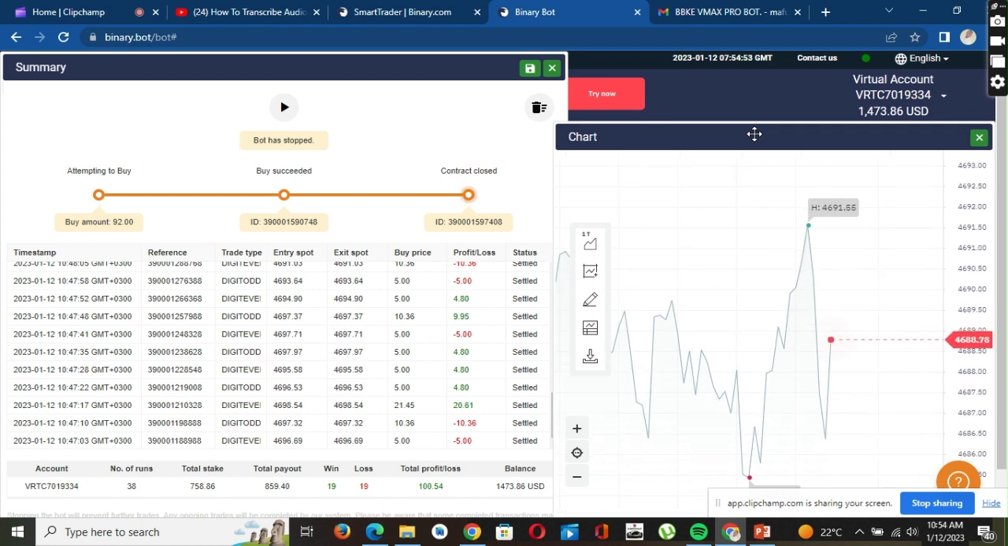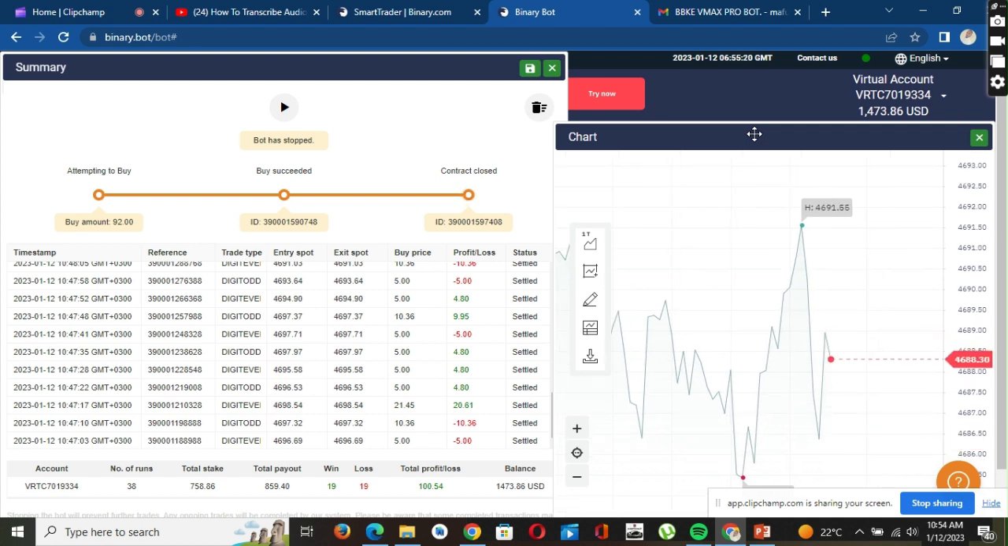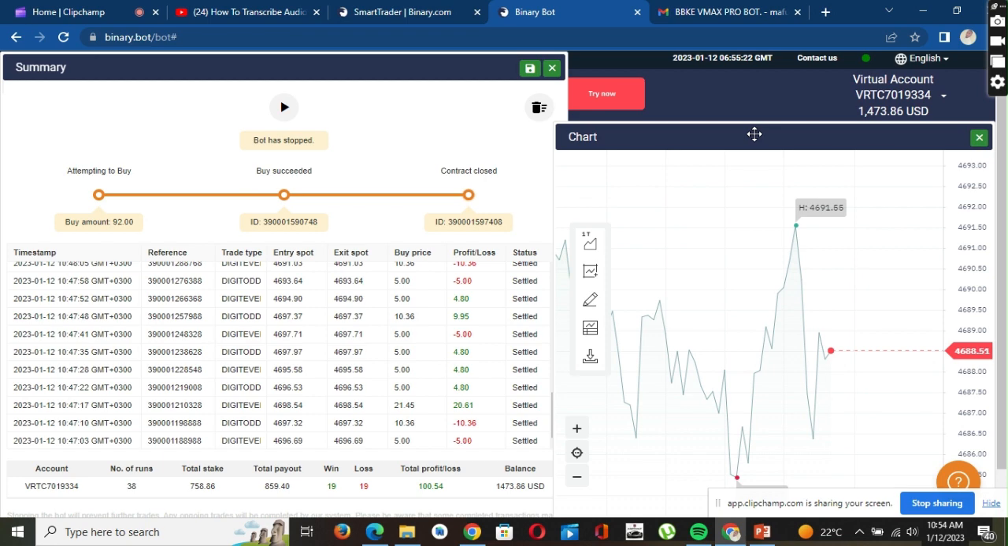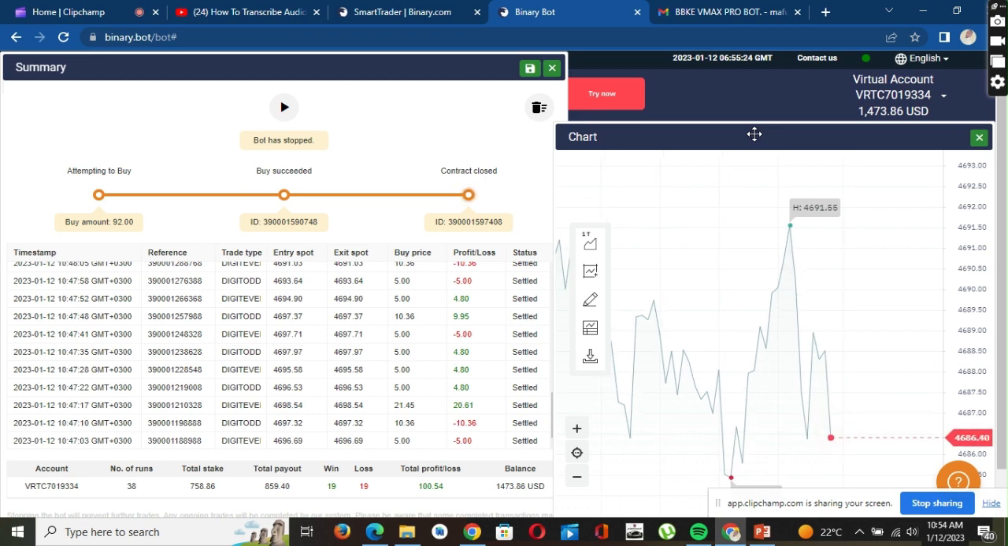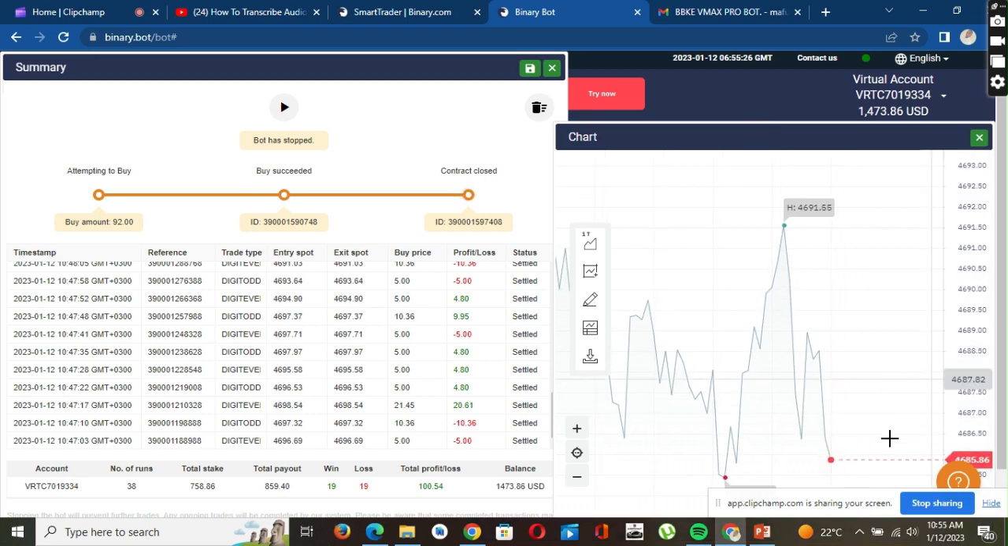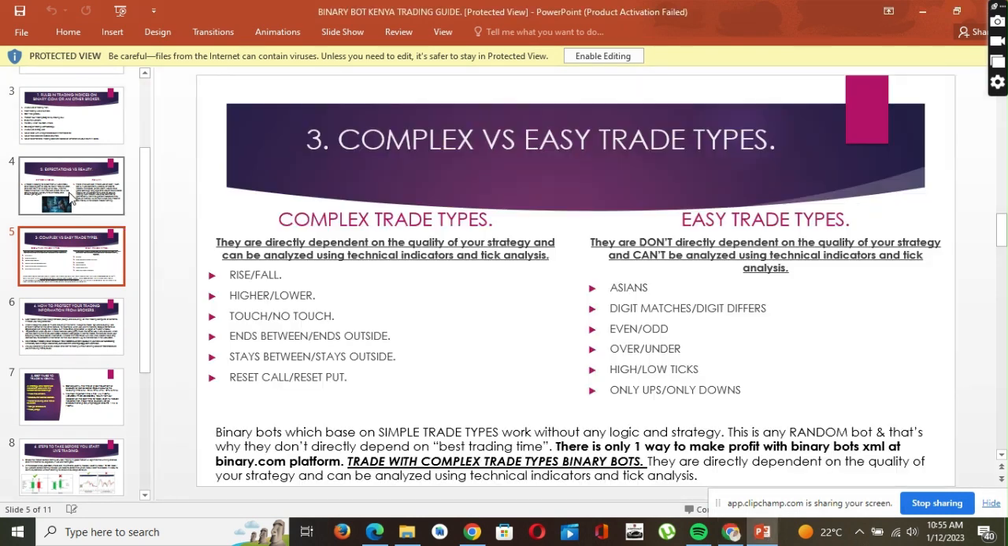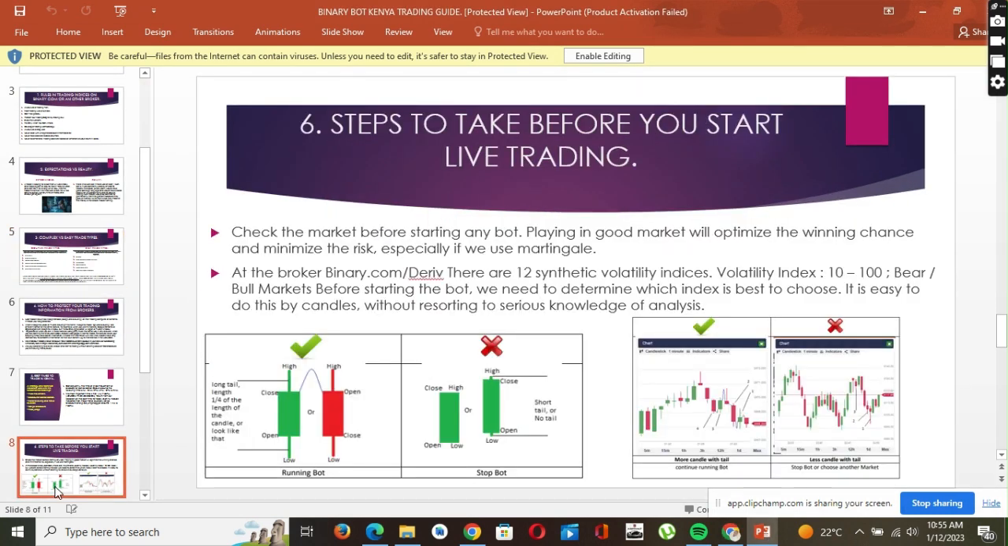Now, for those who do not know how to trade with these platforms, or you don't understand how people make money with these trading bots, I'll give you a secret. Number one, the trading bot you use matters. Number two, the times you trade matters. If I can go back to my guide, I can show you a few of these things. The time you trade matters.